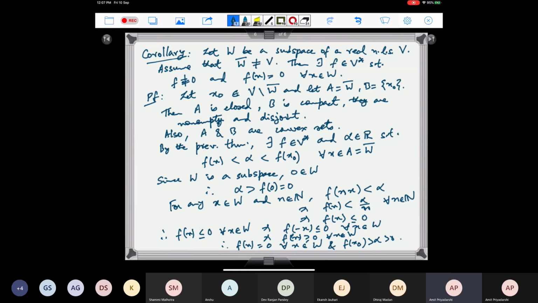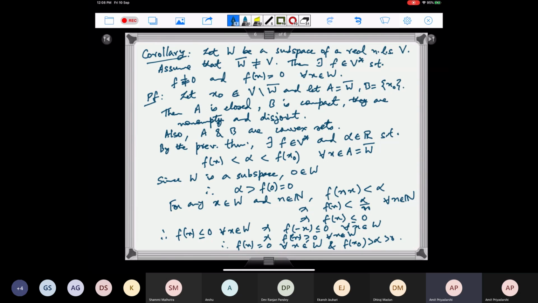So a corollary of that we said is that if we have any point x naught outside, then we get a bounded linear functional f such that f of x naught equals the norm of x naught, right? So we can use that thing.